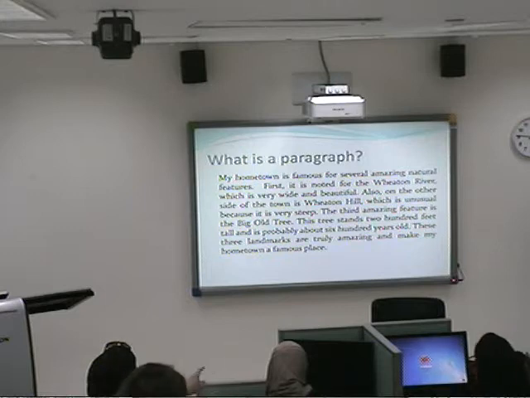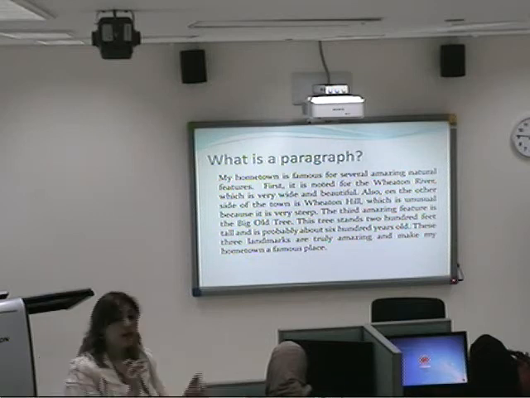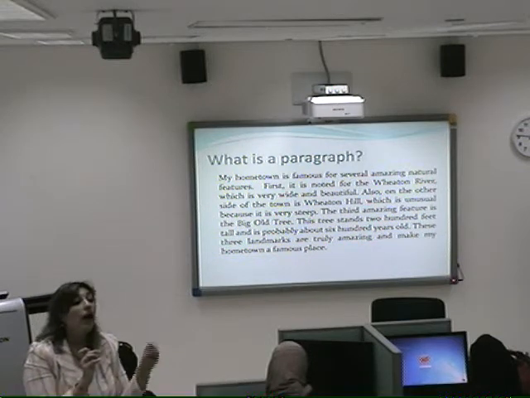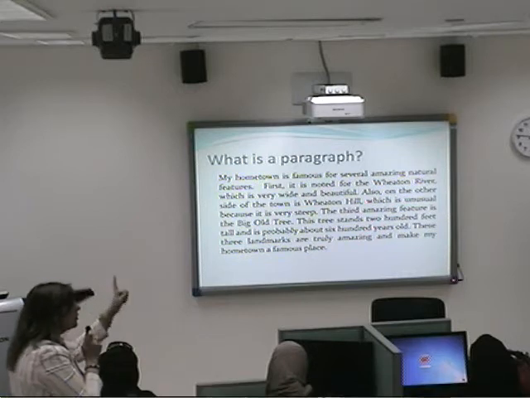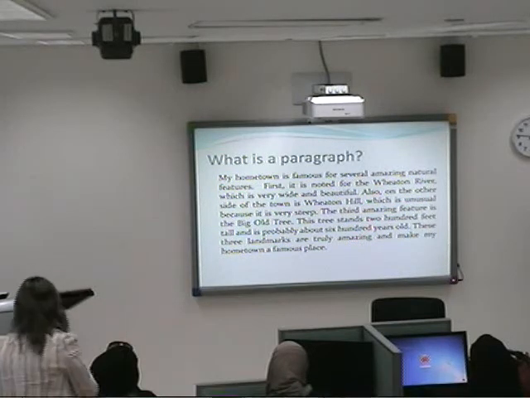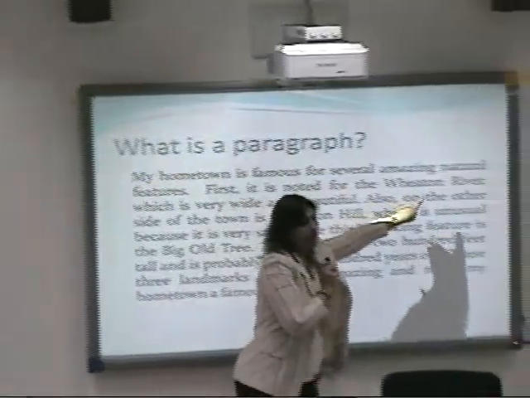Can you read this? First, it is noted for the Western River, which is very wide and beautiful. Thank you. So this is the first supporting sentence. The writer here is talking about what? He's talking about the first natural feature, which is the river. Excellent. Which is what? Western River.